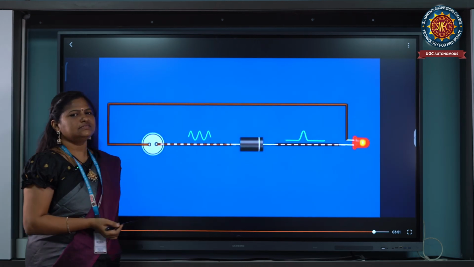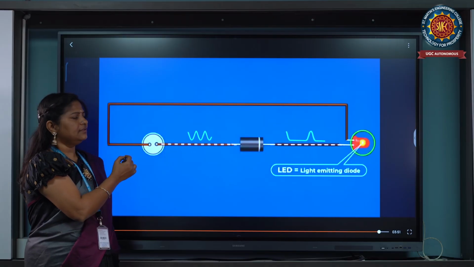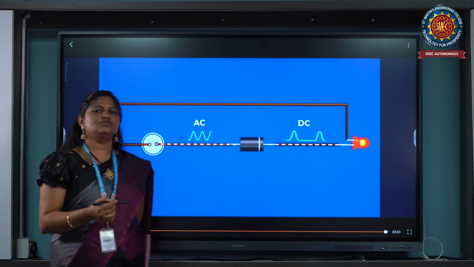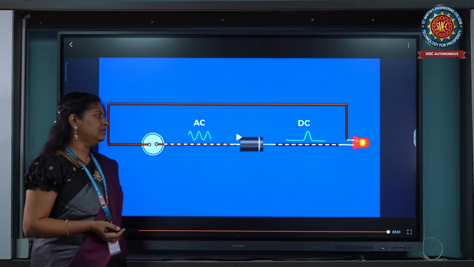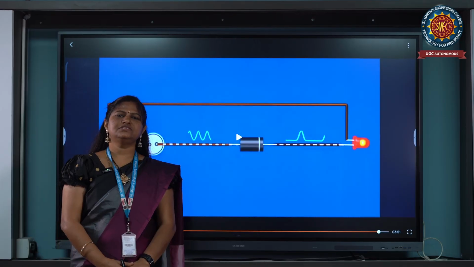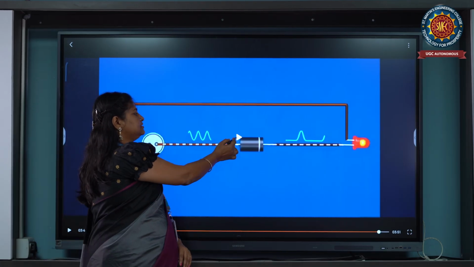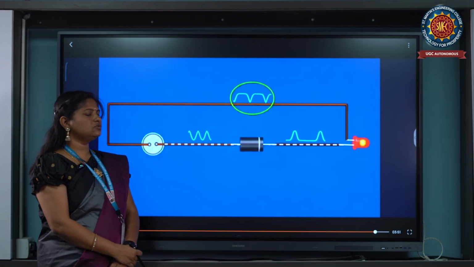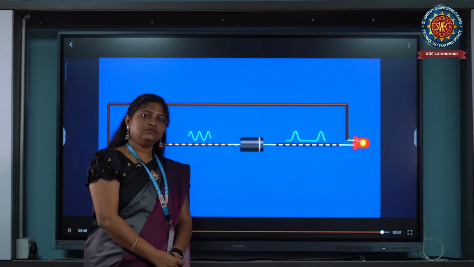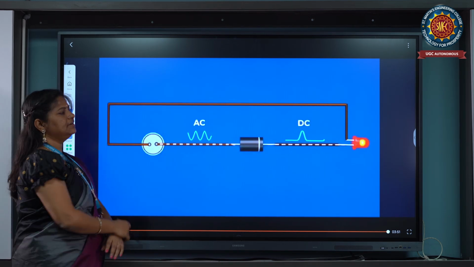Like that, we can use a diode in rectifiers for the conversion of alternating current into direct current. So we have many applications of the diode in electronics. Now, we can use a diode as a rectifier, which converts alternating current into direct current. In practical applications, we can use a diode as a switch, that is, an on-condition switch and an off-condition switch.